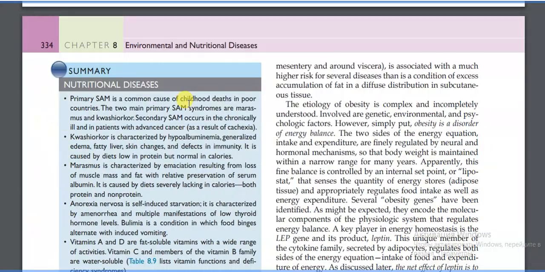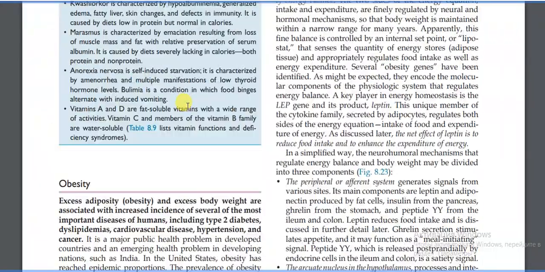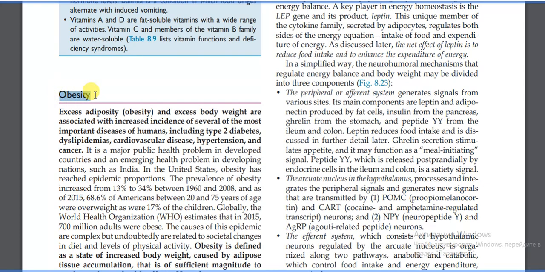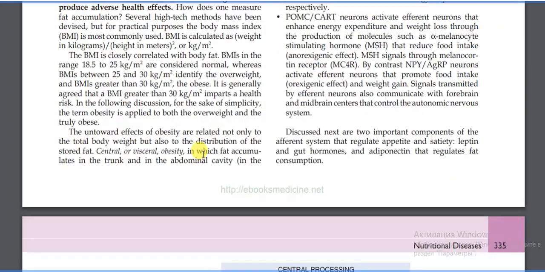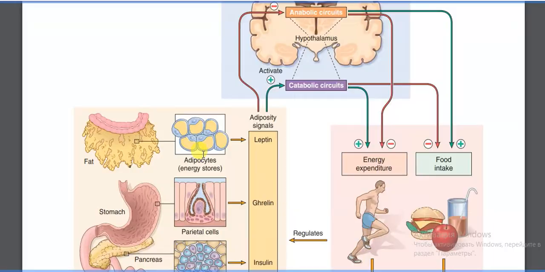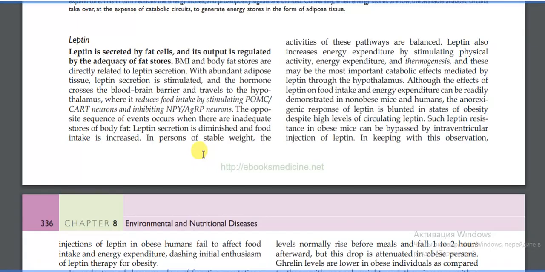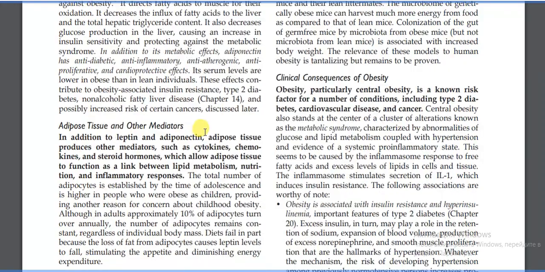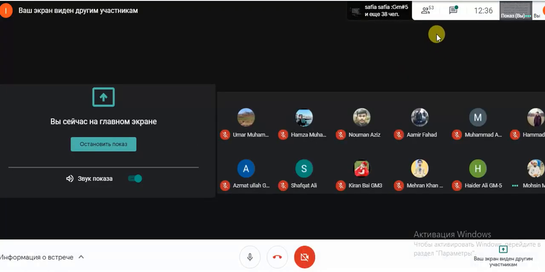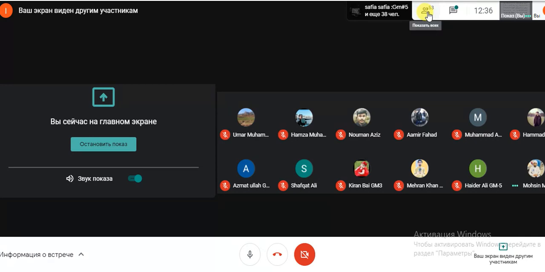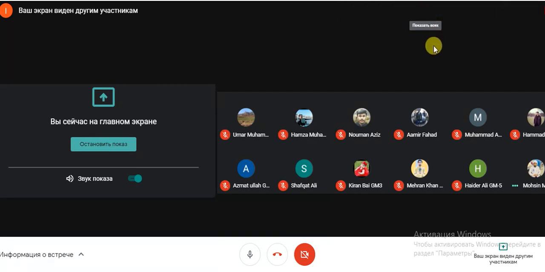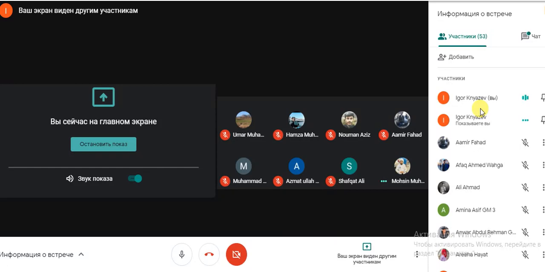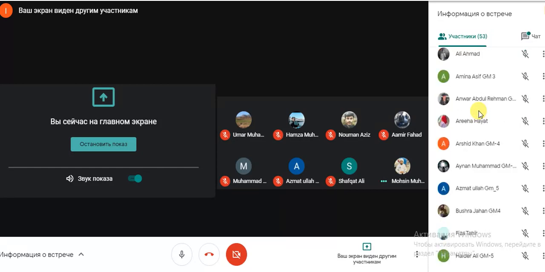And if I'm not mistaken, here starts the topic about obesity. Obesity is for your self-preparation because we have no time for it. What is leptin, by the way? How does obesity affect our body and metabolism? You should learn by yourself. We'll discuss a little bit in our last lecture about atherosclerosis how obesity affects the body. The next lecture will be about infectious diseases, pathology of infectious disease.